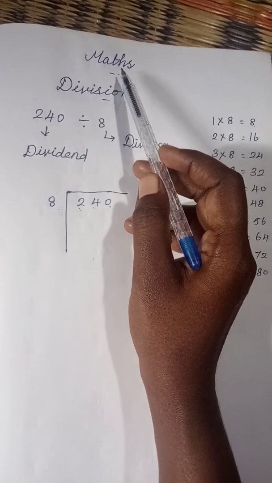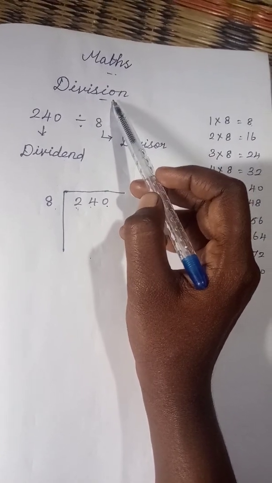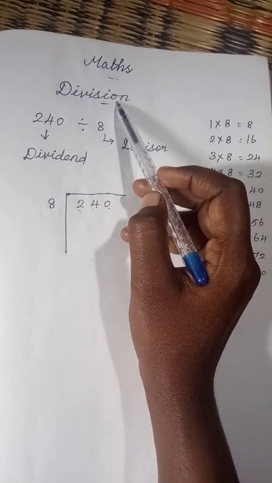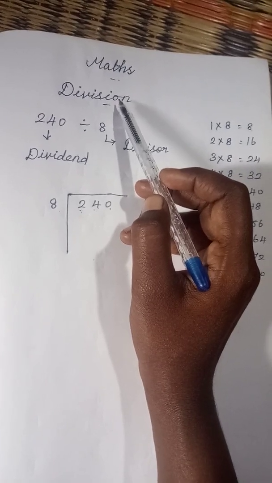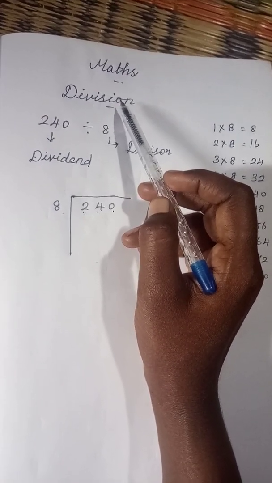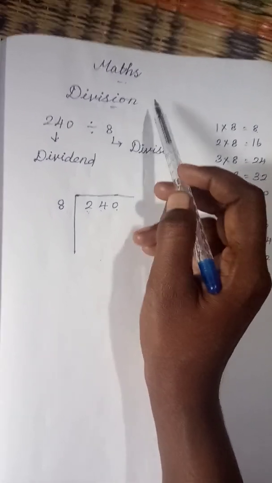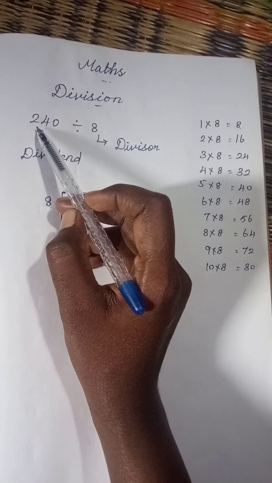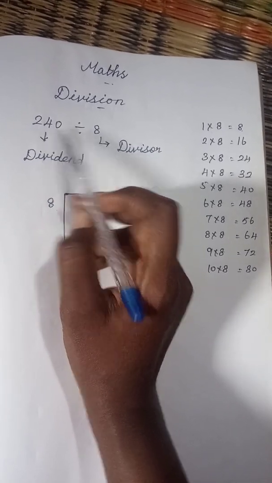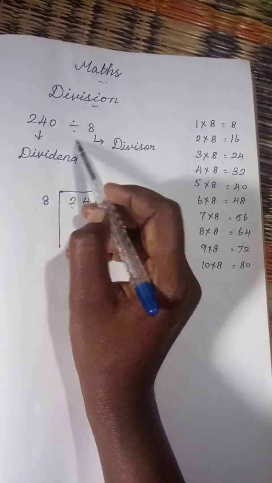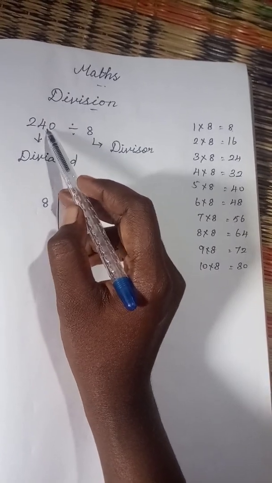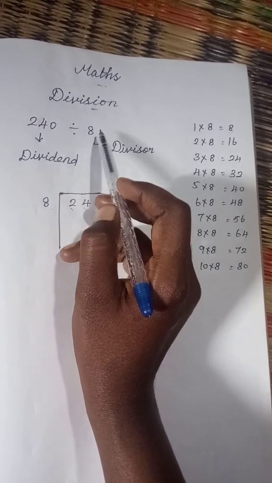Today, in this math session, we are going to learn how to divide numbers. In the previous session we learned addition, subtraction, and multiplication. The final thing is division. You see the sum 240 ÷ 8. This is the symbol of division. 240 divided by 8.